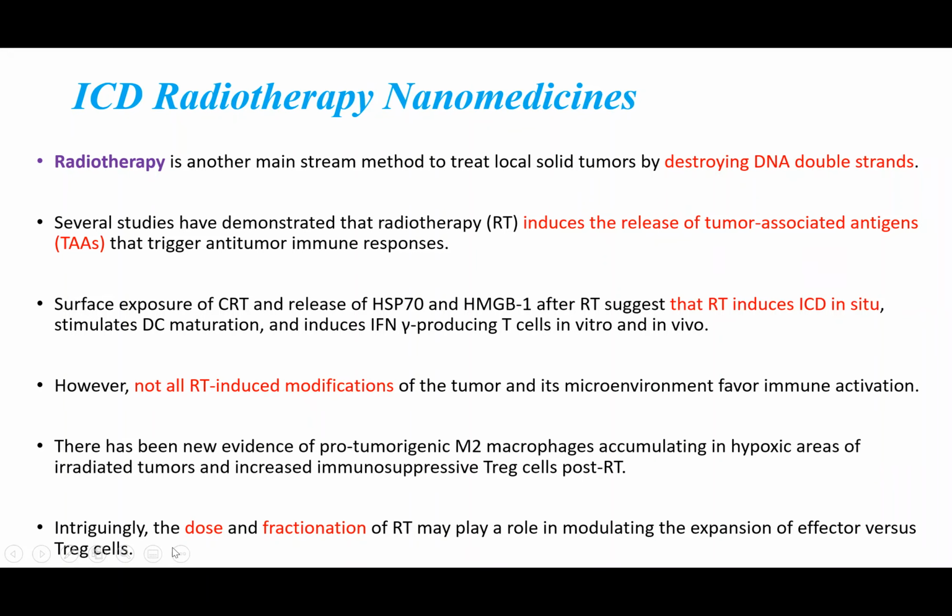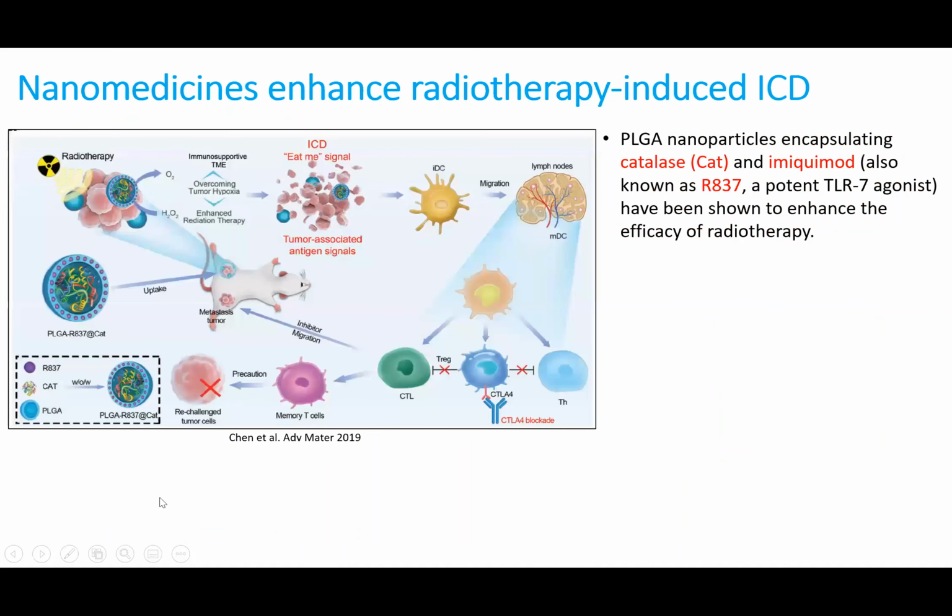For example, in some studies, they noticed accumulation of pro-tumorigenic M2 macrophages and T regulatory cells in the hypoxic areas of irradiated tumors, because we know that hypoxia can lead to resistance to radiation therapy.